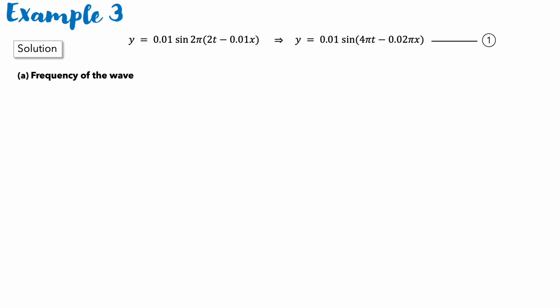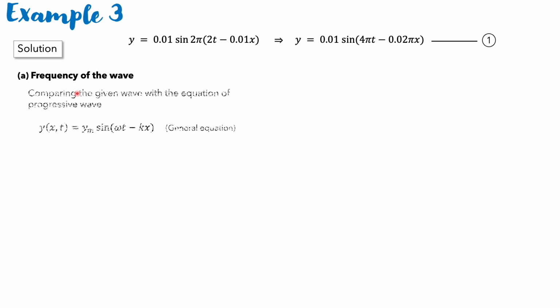Let's start doing it. So here, this is the equation that is given to us. To make it simpler and easier to compare with the standard equation, we multiply this 2 pi inside the bracket here, and we get this value. Now we can easily compare it with the standard form, because the standard form has this 2 pi inside the bracket, and not outside. First, we calculate the frequency of this wave.